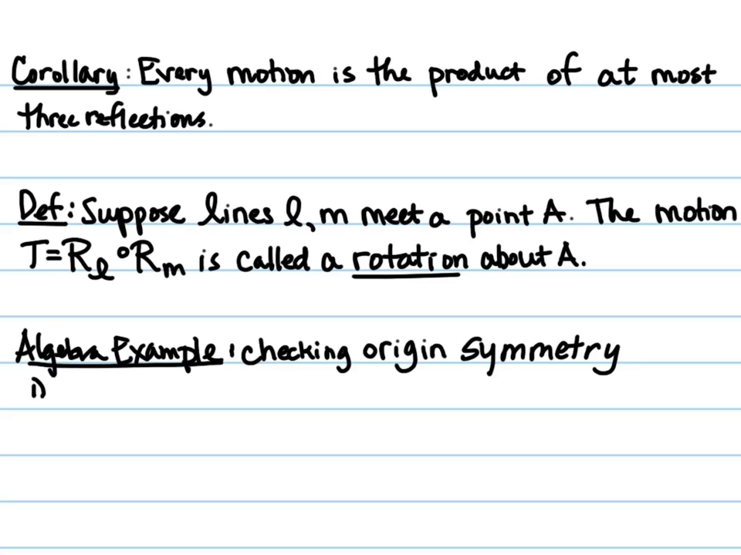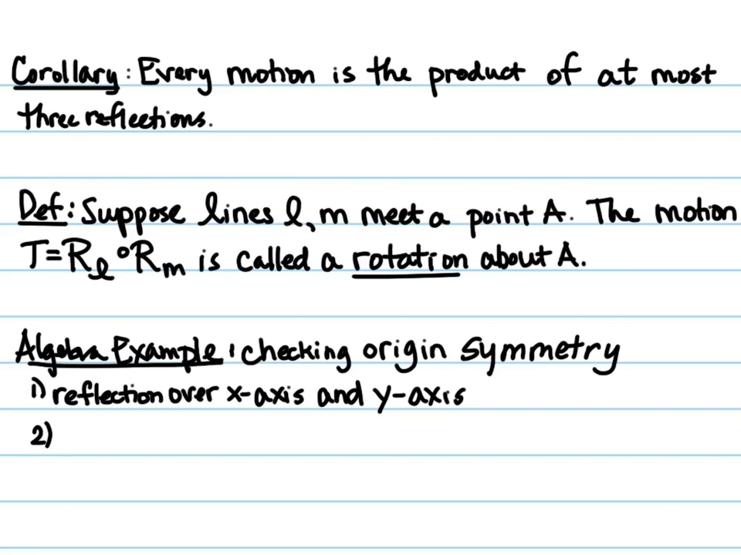There are two ways you can check origin symmetry. One way is to see if the point is a reflection over the x-axis and y-axis. You can reflect one at a time. So you reflect over x, you reflect over y. Do you end up with the new point? Does it reflect by reflecting over those two axes in composition? The second way to think about origin symmetry is a rotation, to rotate 180 degrees around the origin.